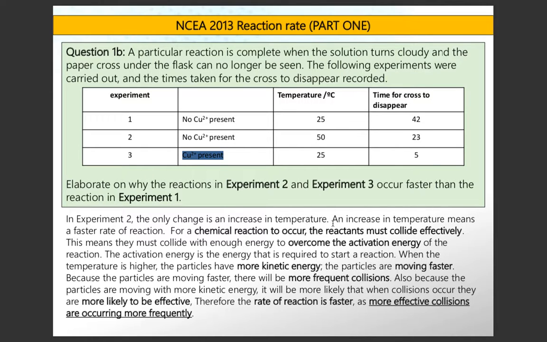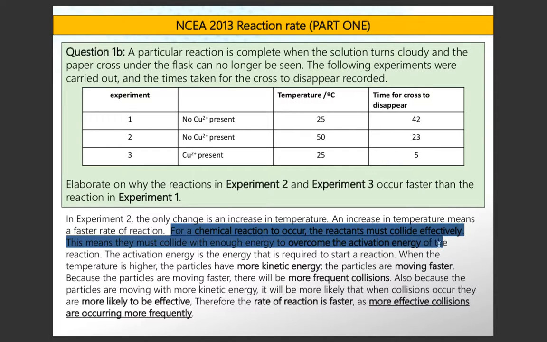So what we need to do first is state our collision theory. For a chemical reaction to occur, the reactants must collide effectively. That's collision theory. They must have enough activation energy. That's important, right?